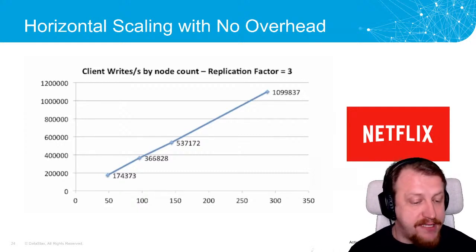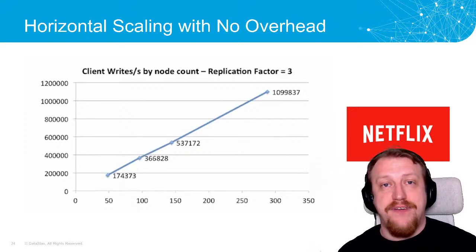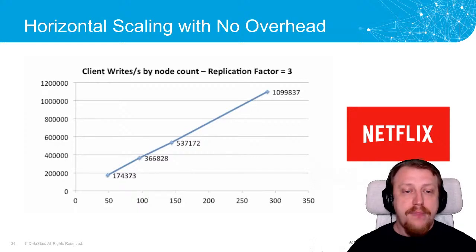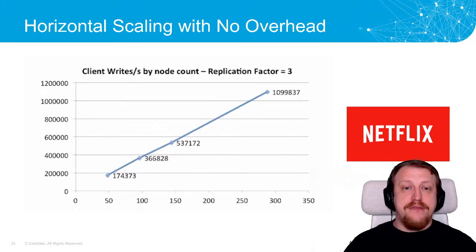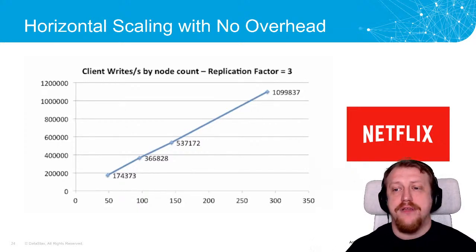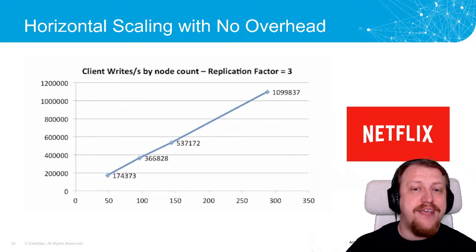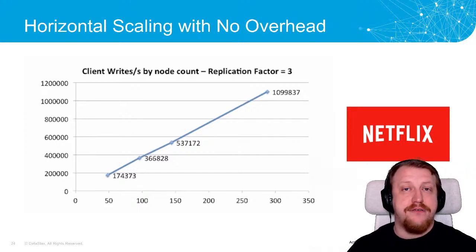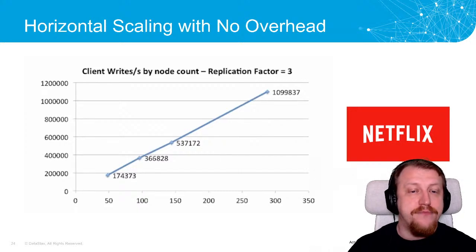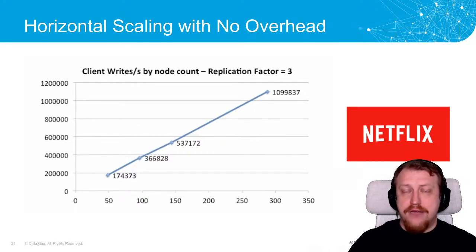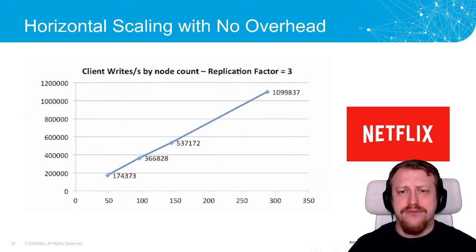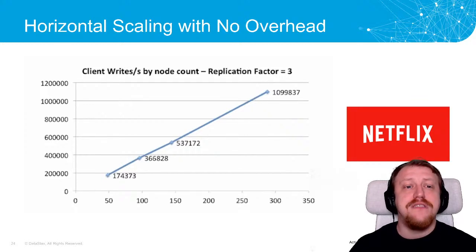Netflix, one of the biggest not only users but also developers of Apache Cassandra, made a very nice experiment that's available in their tech blog. I recommend reading it, very interesting reading. They scaled out a test cluster with Apache Cassandra from 50 nodes to 300 nodes, like 280, I don't remember exactly. And notice the results.